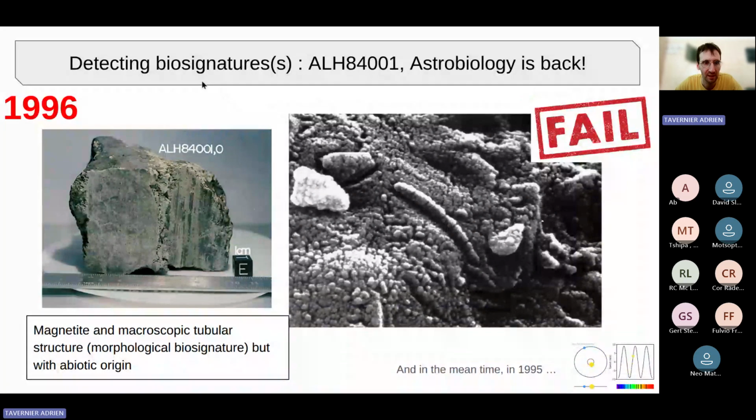But we are in 1996, and something which is quite important, we are very close to 1995, and you have here a kind of representation of radial velocity detection, because 1995 is the first detection of an exoplanet, so a planet which is orbiting around a star which is not the sun.